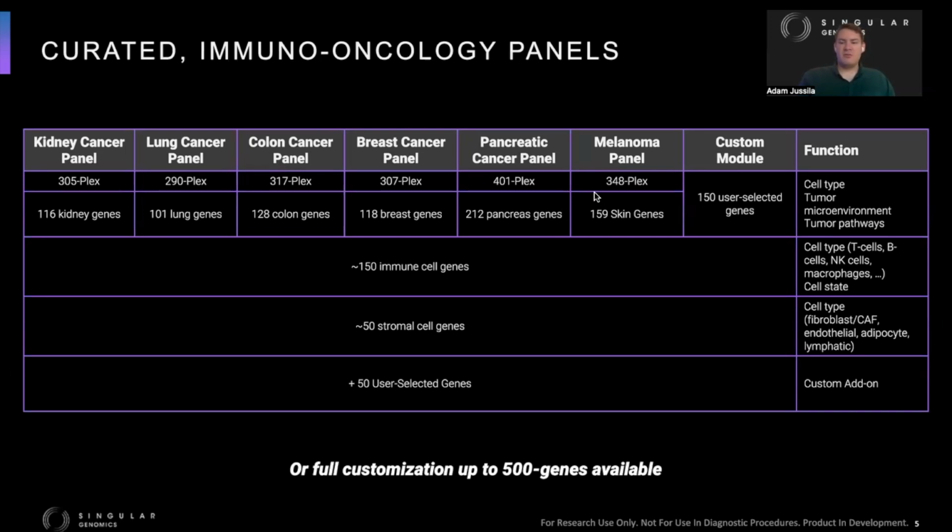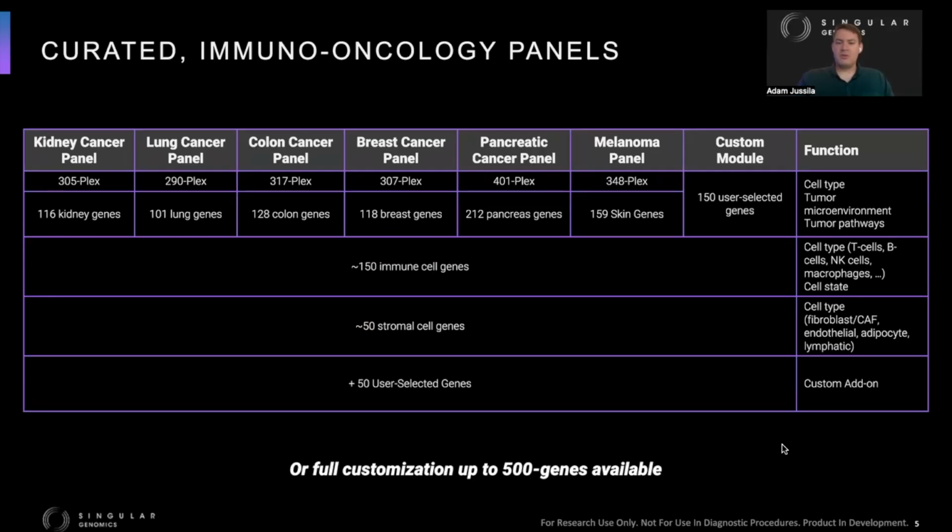If these panels themselves appeal to you, but are lacking in a few key genes for your research, we encourage you to look at adding up to 50 user-selected genes to any one of these panels. If these panels, however, do not cover the specific disease or tissue context that you care about, we allow a custom module to be built of up to 150 genes on top of our immune microenvironment panel covering these 150 and 50 genes that I mentioned earlier. Additionally, though, we do offer the full customization option that I'll talk about in a few minutes.